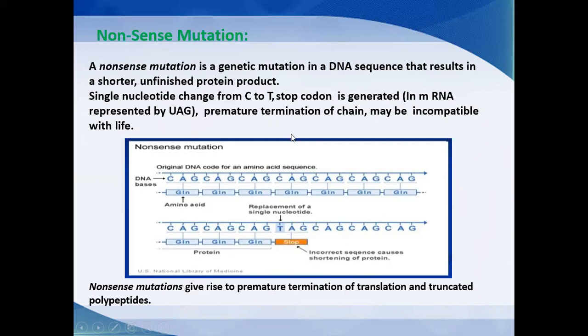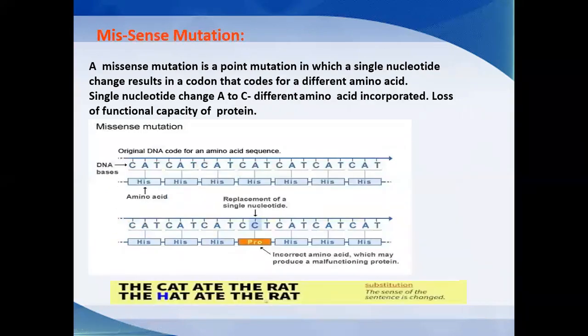The mutation leads to the formation of a nonsense codon that results in premature termination of the polypeptide chain. So this type of mutation is called a nonsense mutation. And another type of mutation, based on the genetic code, is the missense mutation.